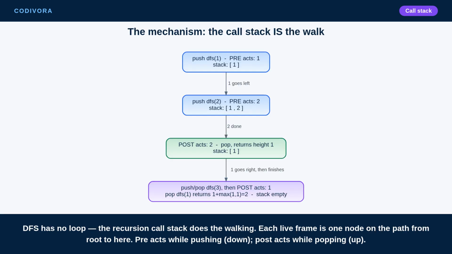Here is the actual mechanism, and it is the whole chapter. Tree DFS has no loop. The recursion call stack does the walking for you. Every call slaps a new frame on the stack, like a sticky note that says I am at this node. Going down means pushing frames. Finishing a node means popping its frame. And the only choice you make is when you touch the value. Before you push the children, that is preorder on the way down. Or after they pop back, that is postorder on the way up. The stack never gets taller than the tree's height, and that is exactly why DFS uses order of height memory.